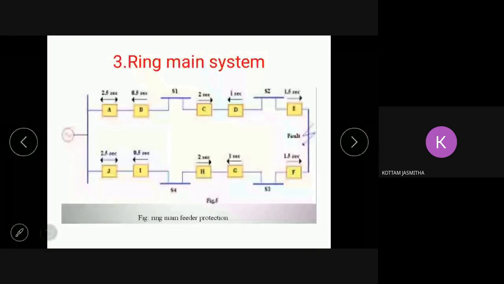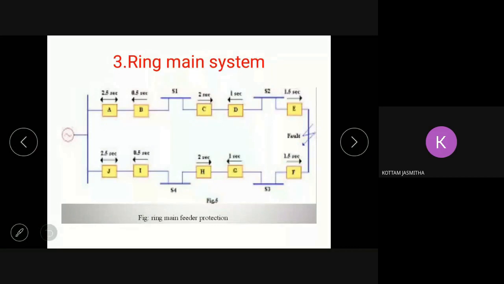Okay. So under healthy conditions, if you see the rating, each circuit breaker is using a definite time relay. If you see each feeder, we have one non-directional and one directional. When there is a unidirectional arrow, that means it is directional. When it is a bidirectional arrow, that is non-directional, right? So here every feeder has two types of circuit breaker. One is equipped with a directional relay and one is equipped with a non-directional relay.